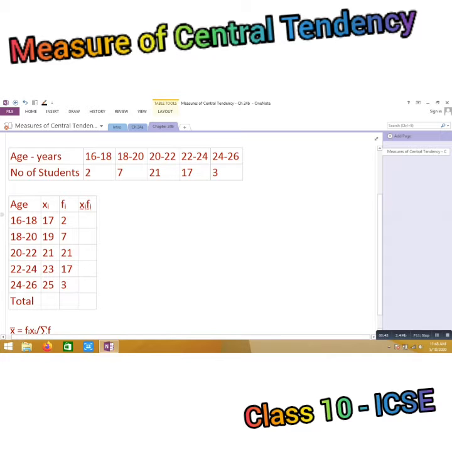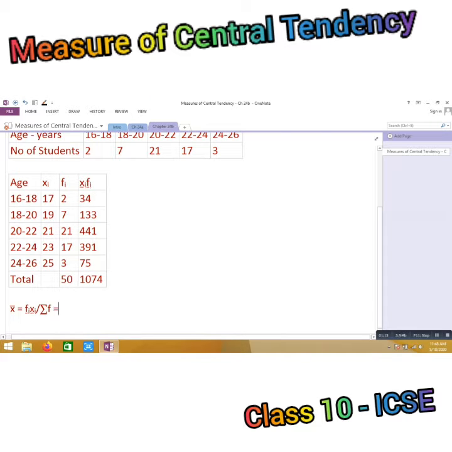We need to multiply now Xi and Fi. 34, 19 times 7 makes 133. 21 squared is 441. 23 times 17 is 391. 25, 3 times is 75. We need to make a total of the frequency and Xi Fi: 50 and 1074. Now by substituting in the formula, we can get the arithmetic mean. 1074 divided by 50 gives us the mean of 21.48.